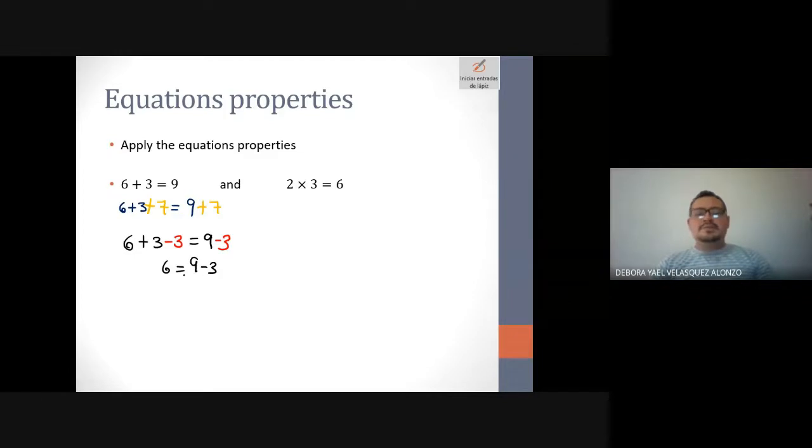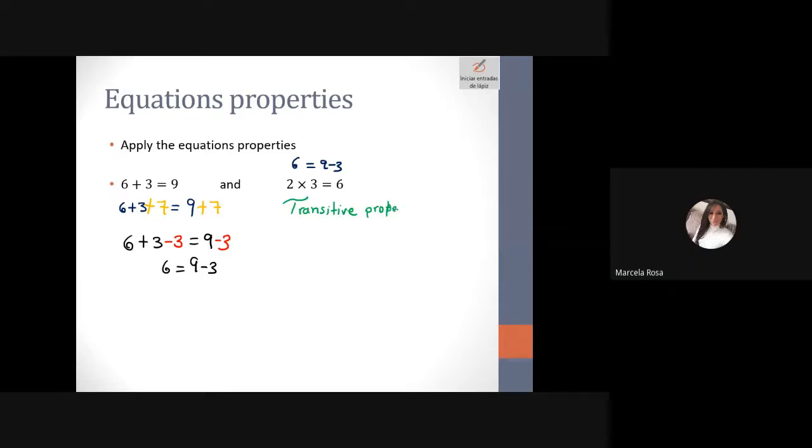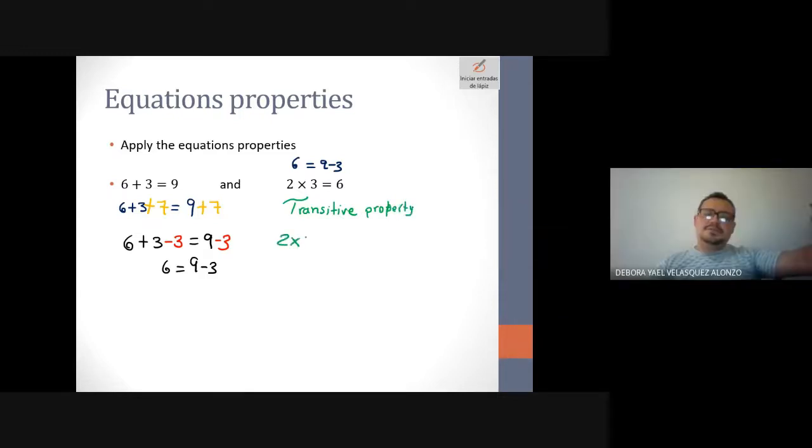That's the way to understand this. We have different ways to understand a number, like I told you at the beginning. For example, if here I have 6 equals 9 minus 3, and I have that 2 times 3 is equal to 6, by the transitive property, what can I say? 2 times 3 equals 9 minus 3. Essentially, 2 times 3, an operation that gave us 6, is the same as 9 minus 3.